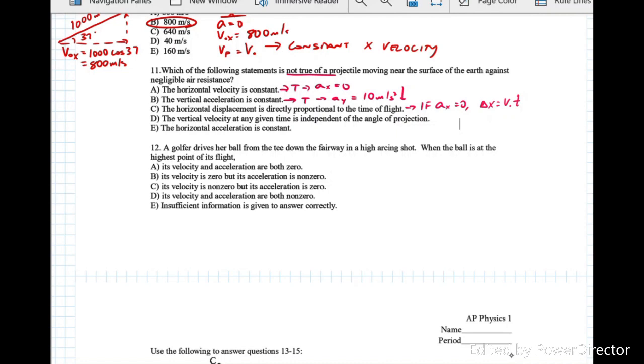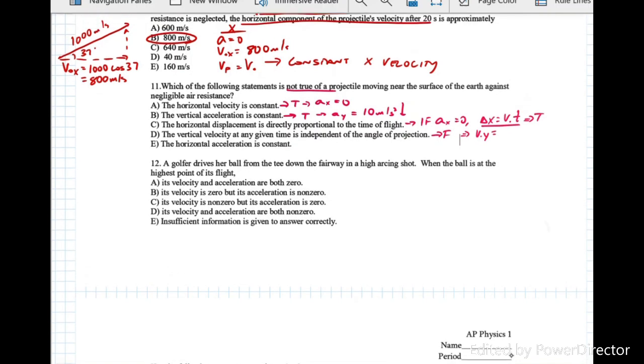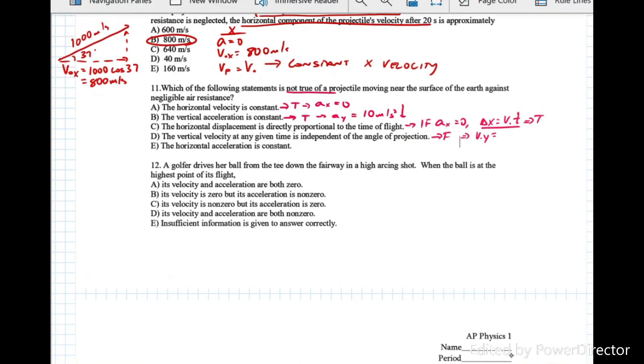So, delta x is directly proportional to time. That's true. The vertical velocity is independent of the angle of projection. False. The vertical velocity is velocity in the y direction times the sine of the angle. I need the angle to determine what the initial velocity is. Horizontal acceleration is constant. That's true because the horizontal acceleration is 0.